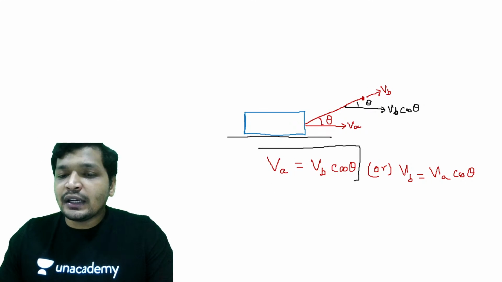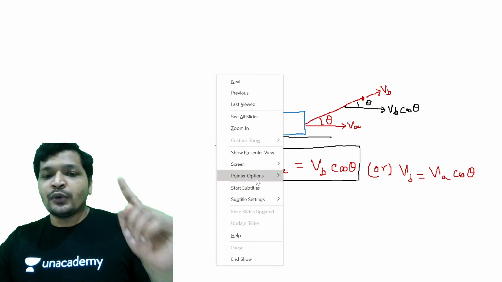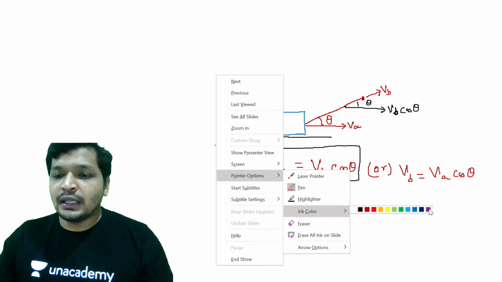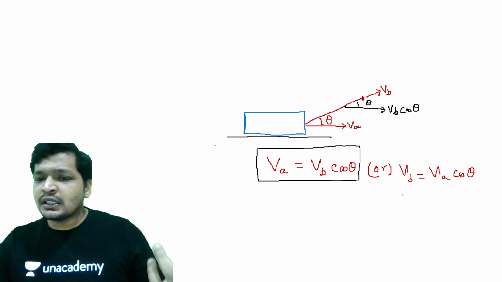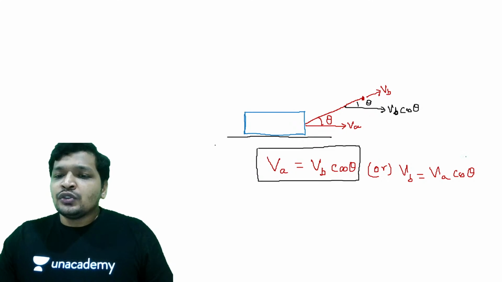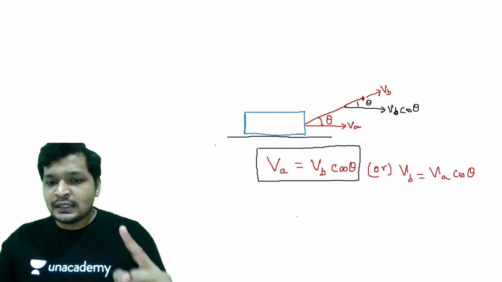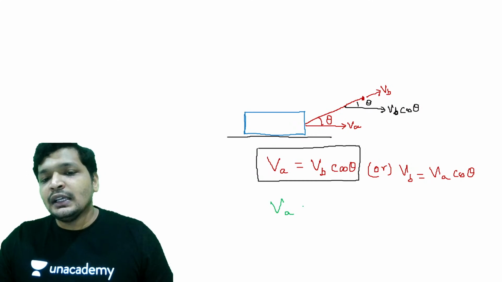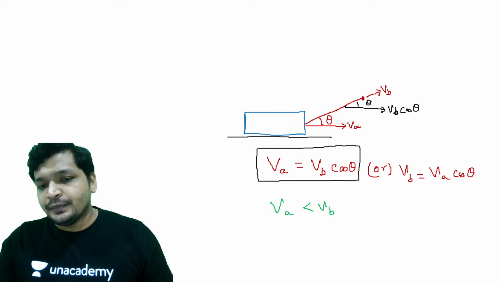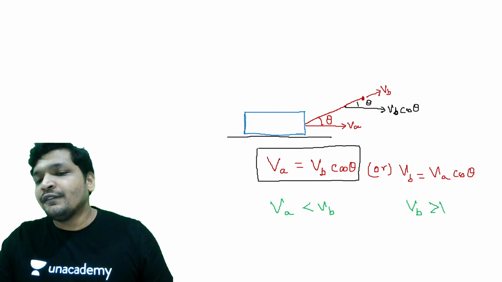And whenever you get a doubt like this, simply do something like this. Among these two, one says VA should be less than VB. The other one says VB is greater than VA.